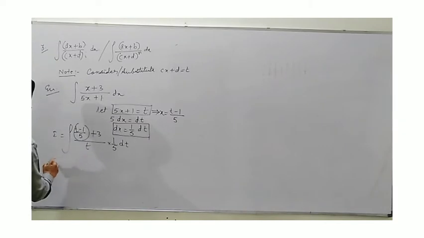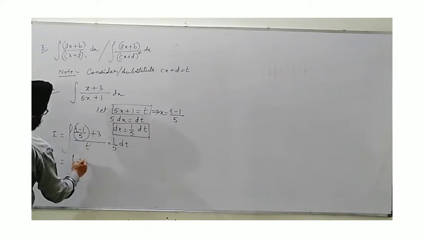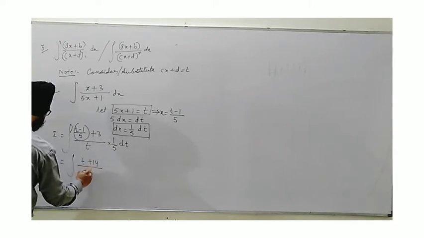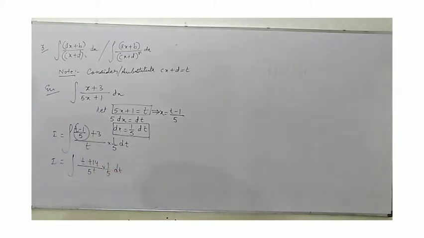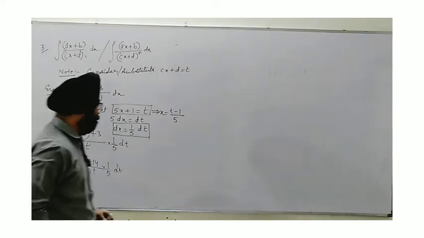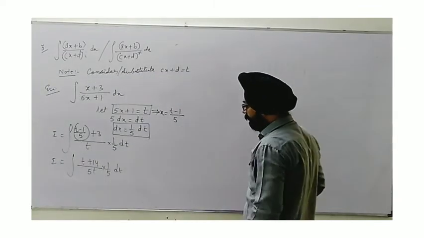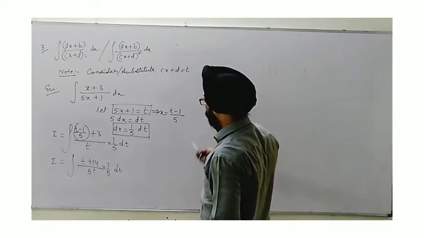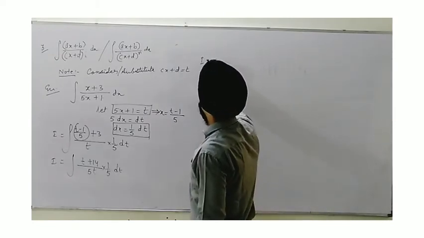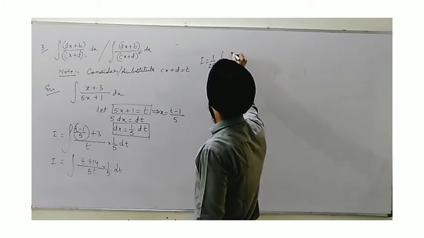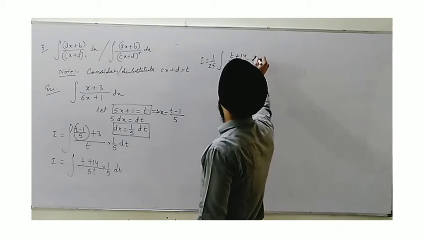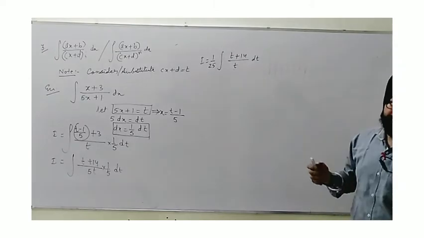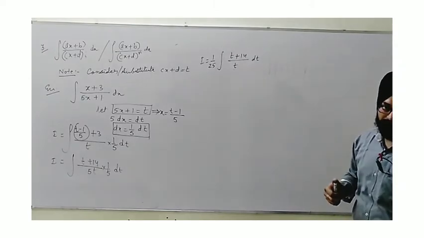This value we substitute in the numerator and we get t minus 1 upon 5 plus 3. Now simplifying, we get t plus 14 upon 5t into 1 upon 5 dt as it is. So further we can write, taking the constant out of the operator, I equal to 1 upon 25 integral of t plus 14 upon t dt. Now this pattern is easy or convenient for solving purposes.